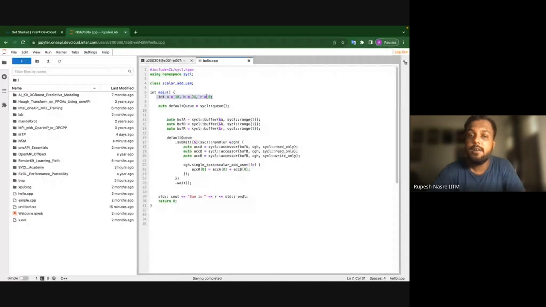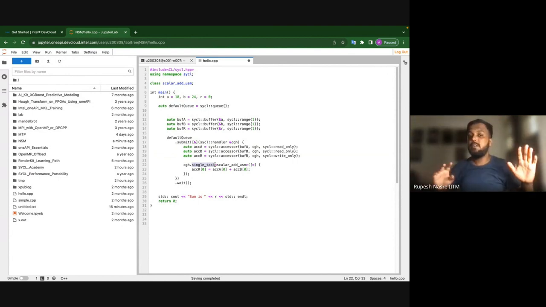arrays, and store the result in a third array, and I have to add this to the corresponding buffers, and now I'm getting read-only access to A and B, and write-only access to R. Now, will this handler guide a single task to add an array of n elements, or should it be different from a single task?